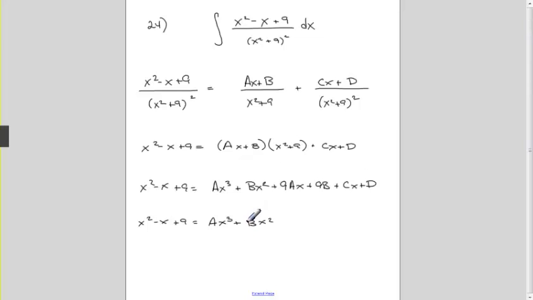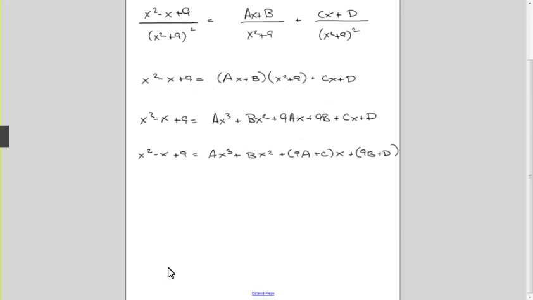So we have bx squared, then we have 2 terms that involve x. So we'll have 9a plus c times x. And then our constant terms are going to be 9b plus d. So in terms of the x cubed terms, we have 0 on the left-hand side. On the right-hand side, we have a. So we just match those up.